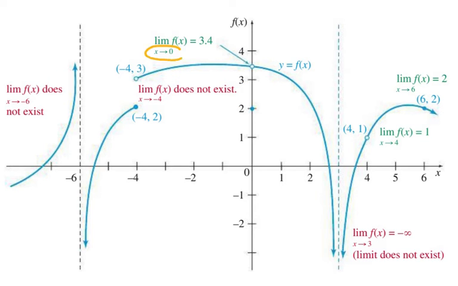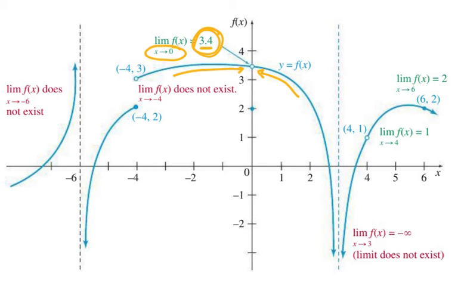Now let's look at what happens as x approaches 0. As x approaches 0 from the left, we look like we're approaching what would be 3.4. And as x approaches 0 from the right side, again, we look like we're tending toward that same value. In this situation, the limit of the function is y equals 3.4. So we would just say that the limit as x approaches 0 of f of x equals 3.4.